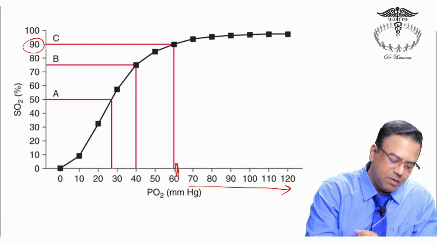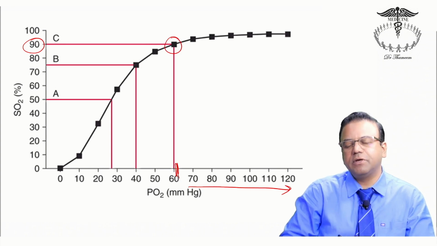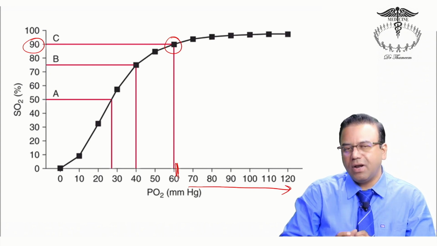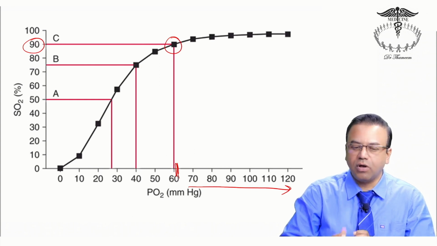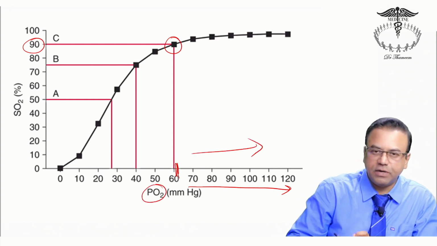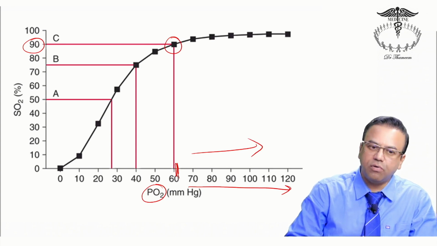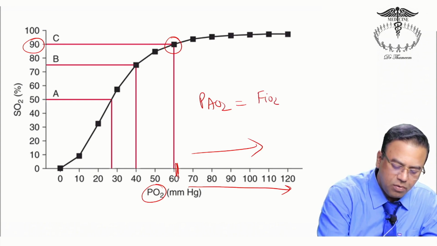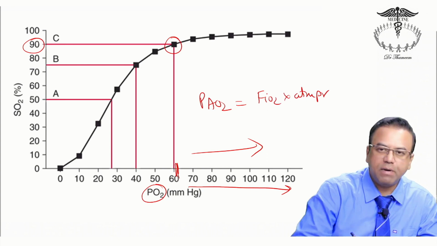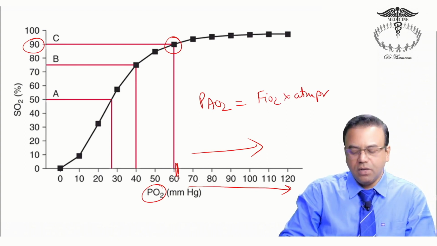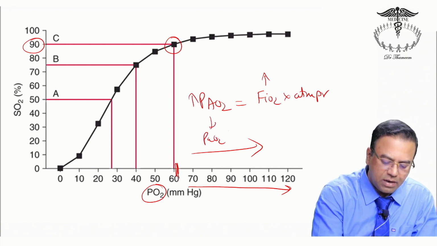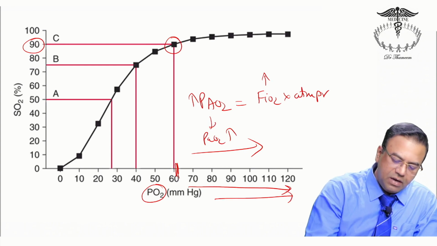And I can tell you that when the PO2 is 60, how much is the saturation? 90%, in which case it's carrying a good amount of oxygen and hemoglobin is doing a fairly good job. The point I'm trying to stress here is, when we have patients on ventilators, it may not be the best way to give higher FiO2, because one of the ways we can increase the partial pressure of arterial oxygen is to increase FiO2. Remember the concept we discussed earlier, that partial pressure of alveolar oxygen depends on FiO2 into atmospheric pressure. Higher the FiO2, higher the alveolar oxygen, higher the arterial oxygen you can get.